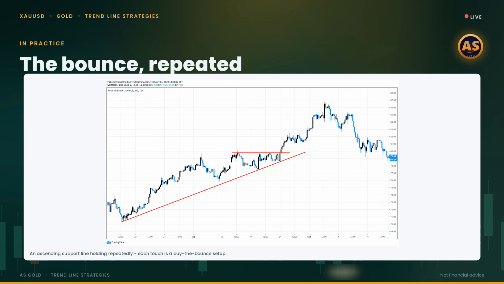Here's the bounce in action on an ascending line. Notice price touches the line again and again, and each touch is a fresh buy the bounce opportunity in the direction of the trend. You're not predicting, you're reacting to the line holding.